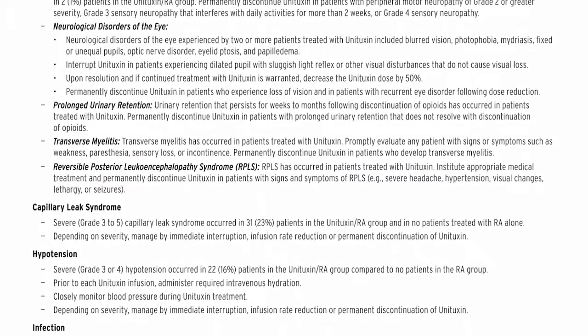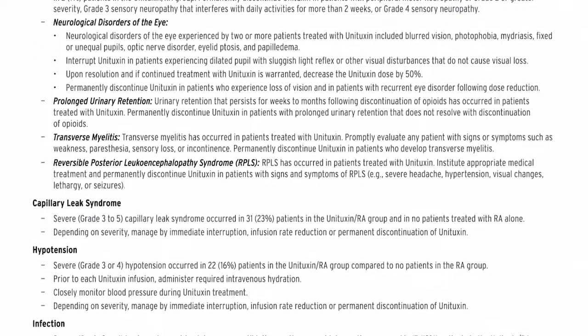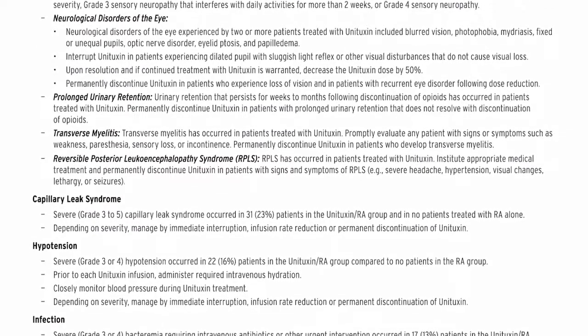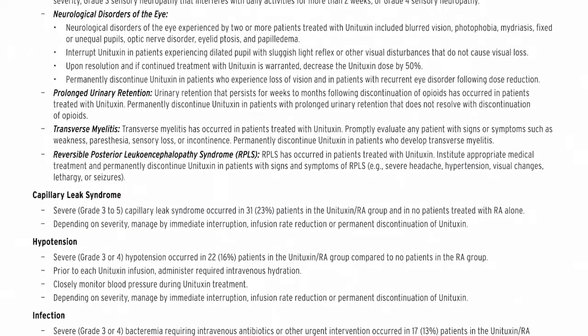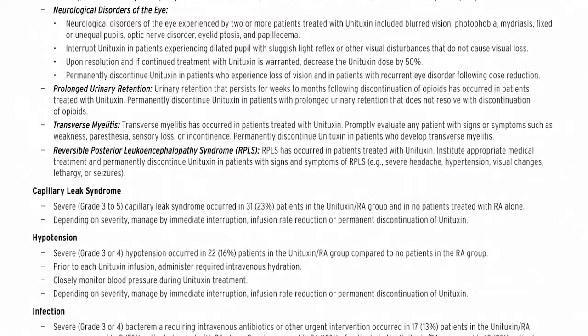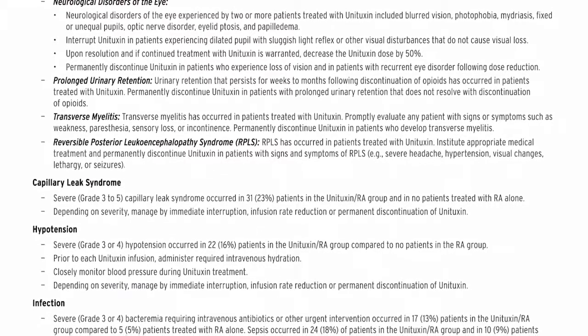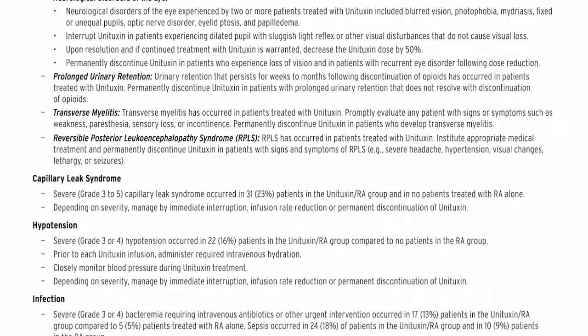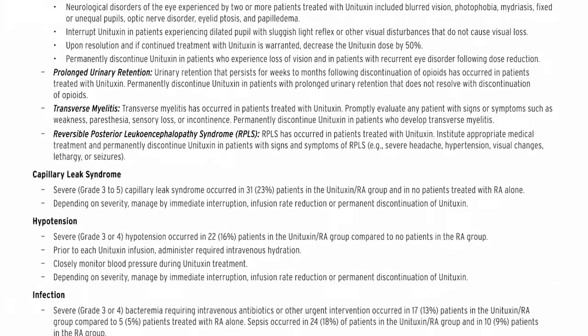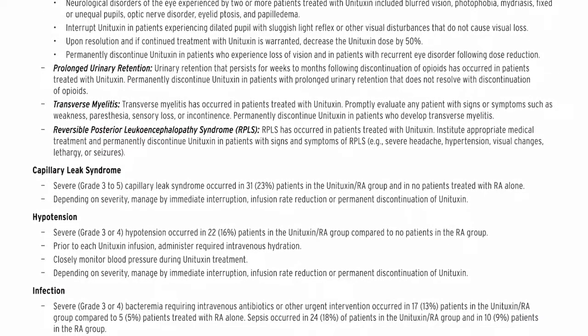Reversible posterior leukoencephalopathy syndrome, RPLS. RPLS has occurred in patients treated with Unituxin. Institute appropriate medical treatment and permanently discontinue Unituxin in patients with signs and symptoms of RPLS, e.g., severe headache, hypertension, visual changes, lethargy, or seizures.